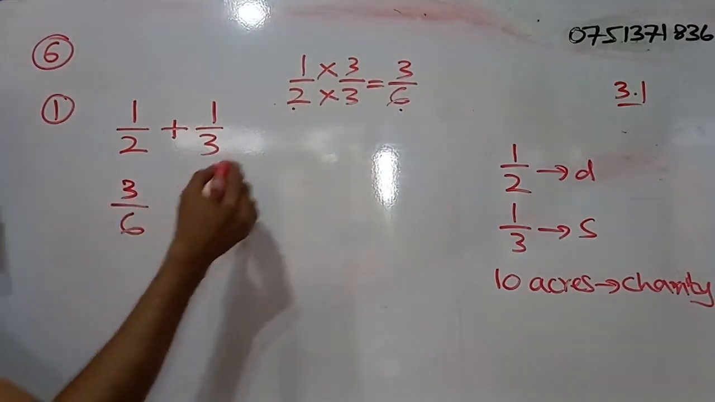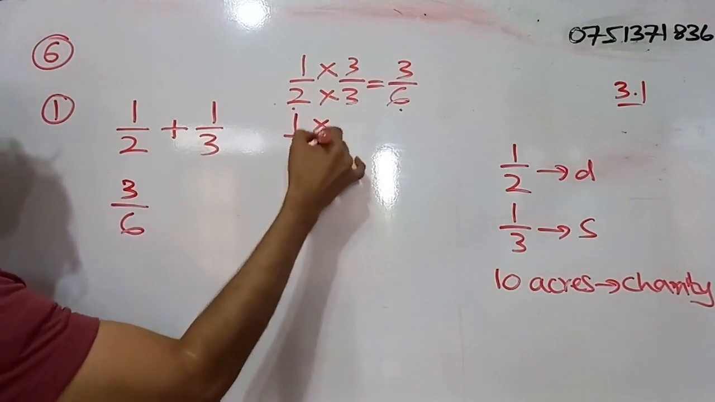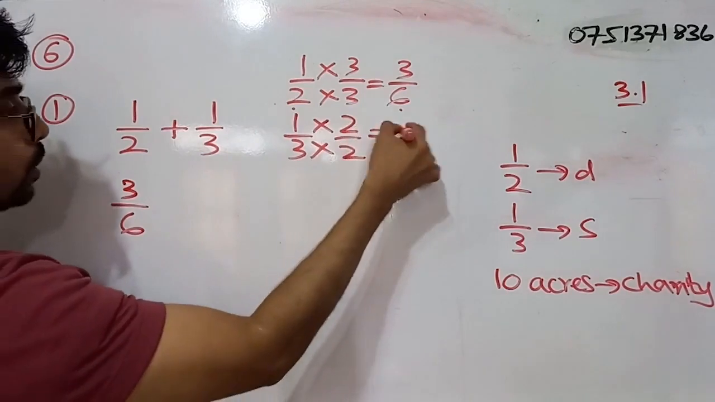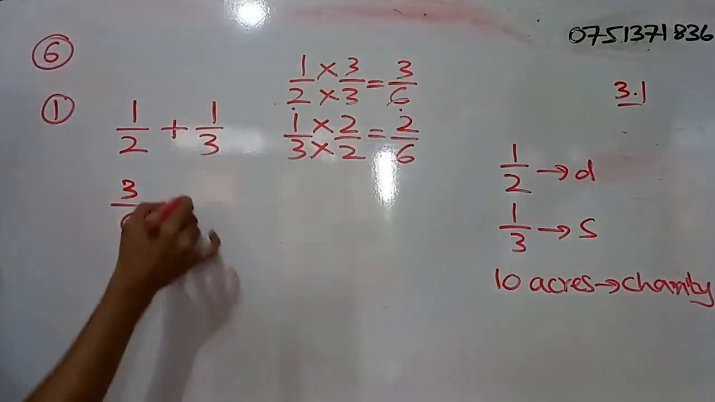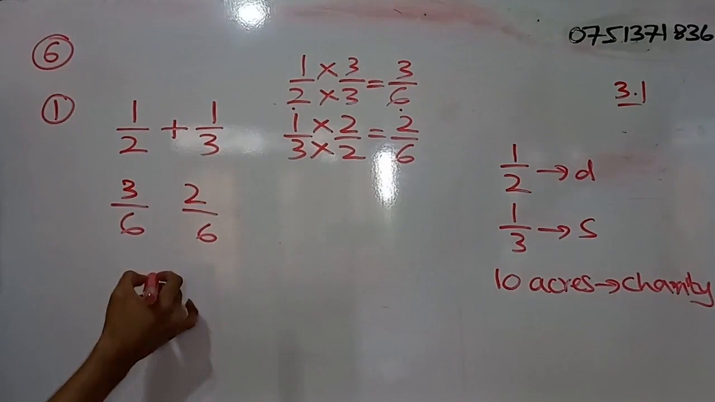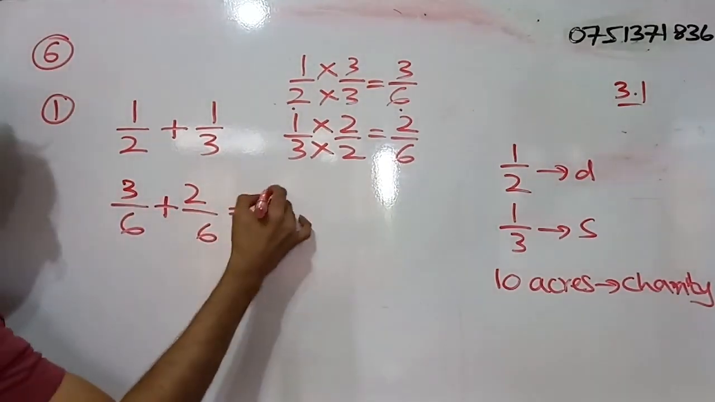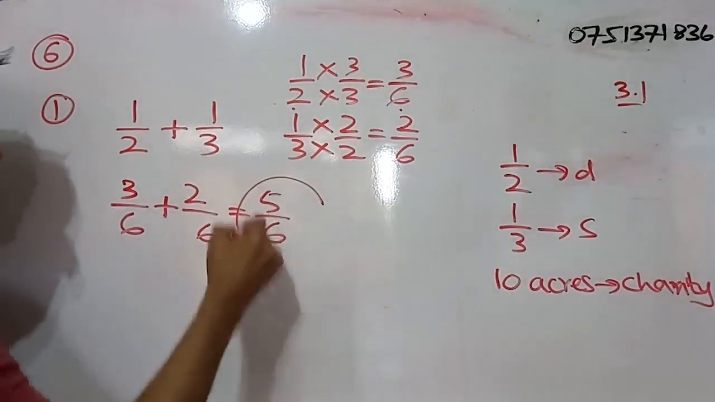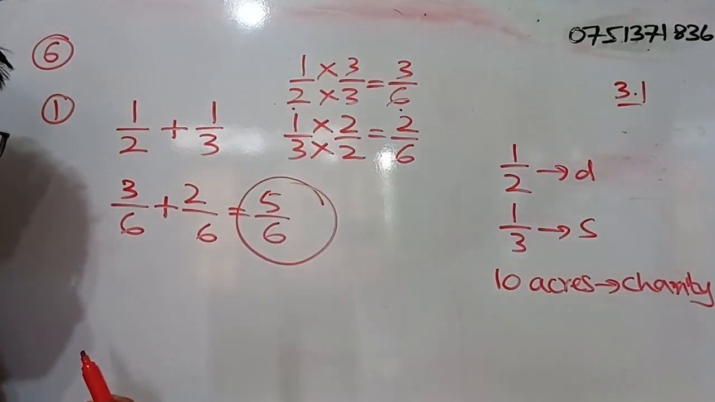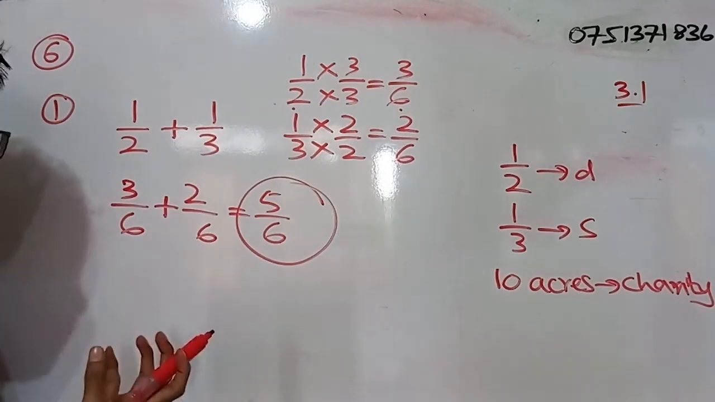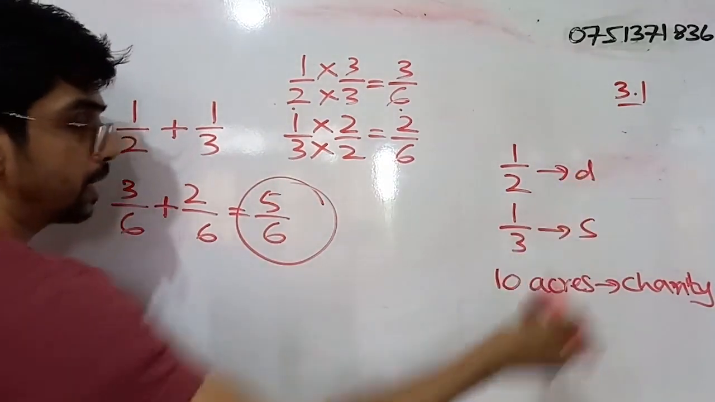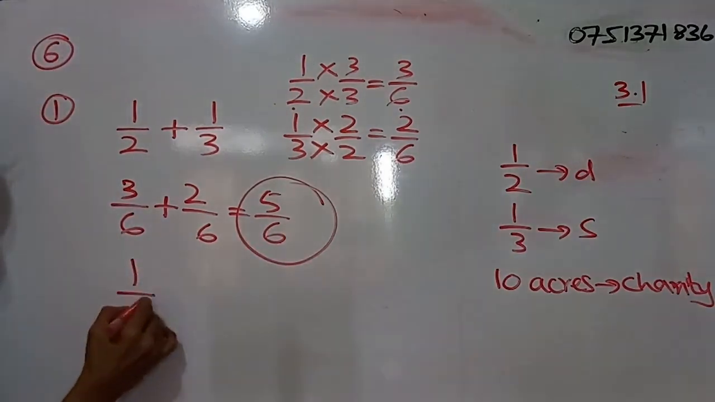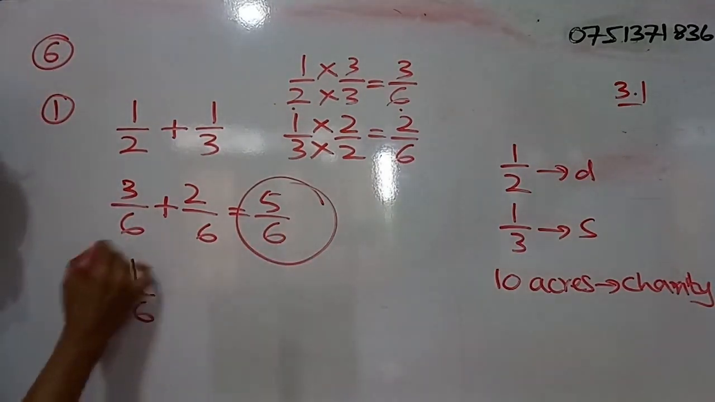So 3 by 6. Then 1 by 3. I can multiply the numerator and the denominator by 2. So this becomes 2 by 6. Then I have to add these together. So this becomes 5 by 6. Right. So what is this fraction? This is the total amount of land which went to the daughter and the son of Muhammad as a fraction. Then what is the remaining amount? 1/6, no?